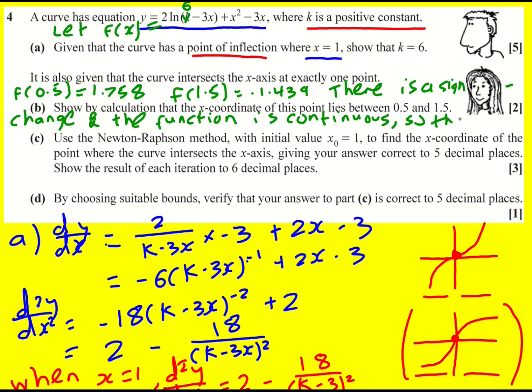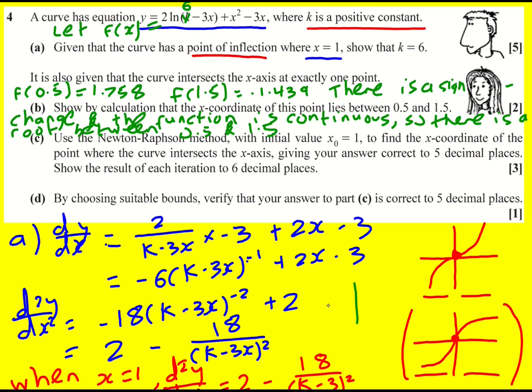So there is a root between. Technically, there could be more than one root, but we are told that it just intersects at one point. But that's what the sign change rule does. It shows you there's at least one root.